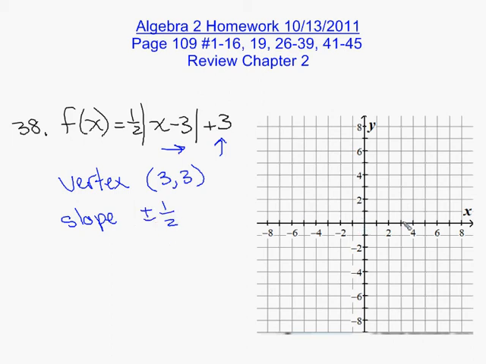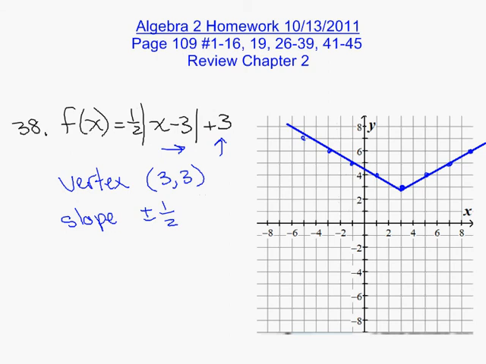So we start with the vertex at 3, 3. It is going to be opening upward, but with a slope of 1/2. So up 1 over 2, up 1 over 2, up 1 over 2. Same thing here, up 1 back 2, up 1 back 2, up 1 back 2. And then fill in the sides. You can see that it opens wider because it has a slope of 1/2. So it's had a vertical shrink.